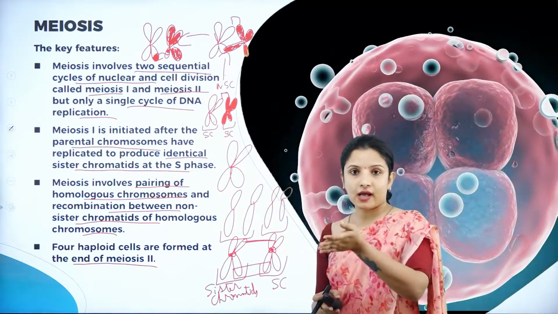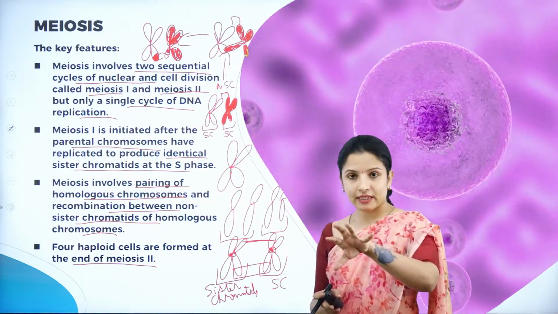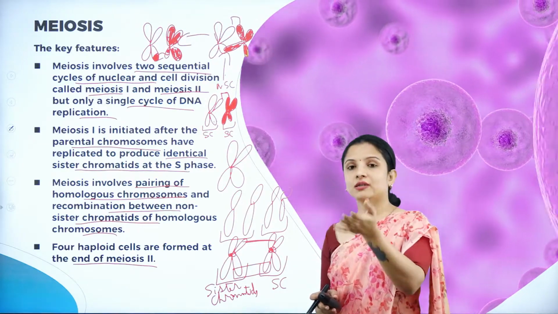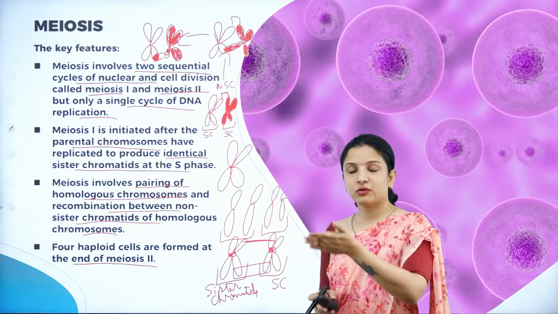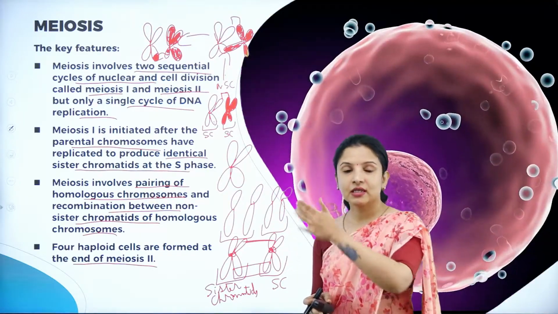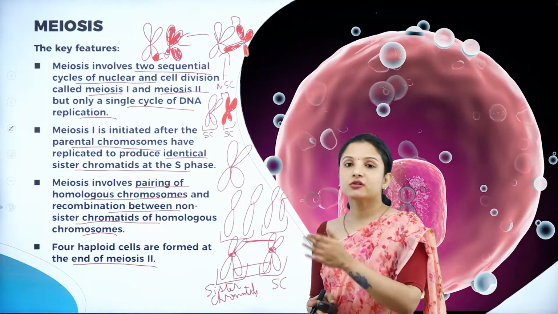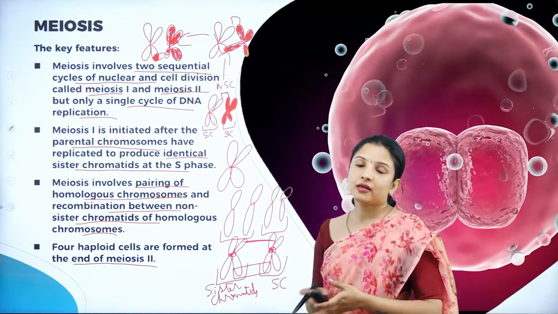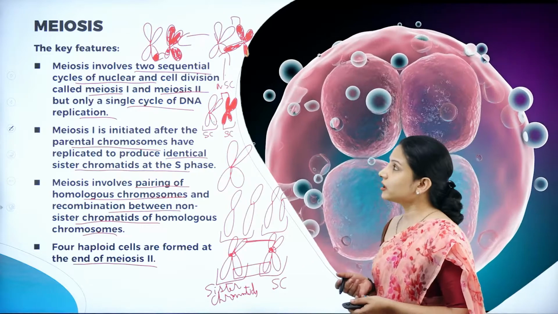The division will continue as such. The 4 haploid daughter cells will remain in the interphase stage for a longer duration. Then it will enter into meiosis 1. Once it completes meiosis 1, it will enter into interkinesis. Then, within a short span of time, it will enter into meiosis 2 and again the interphase stage. Like this, the cell division will continue. So this is about meiosis.